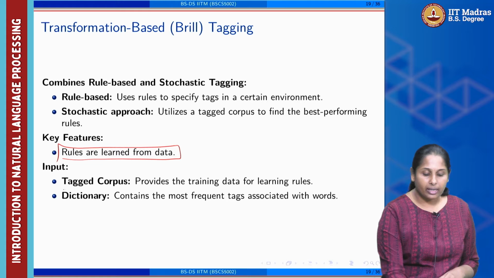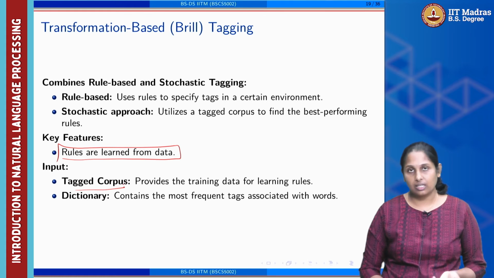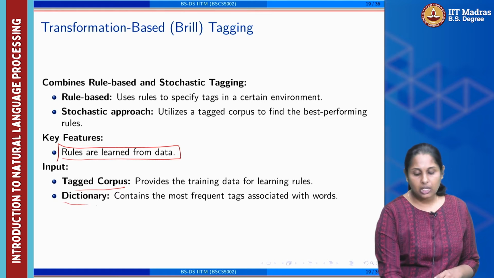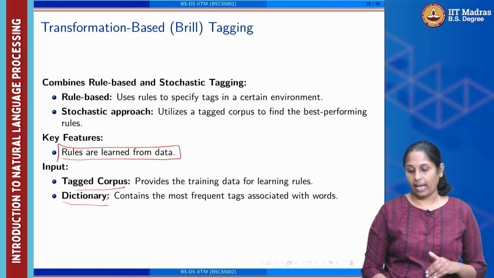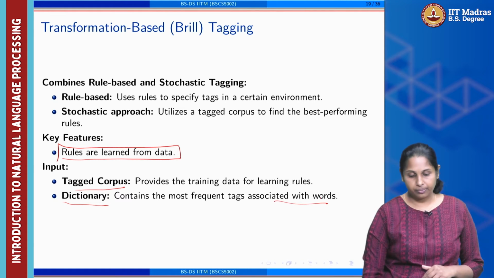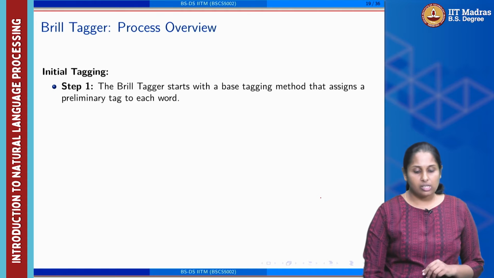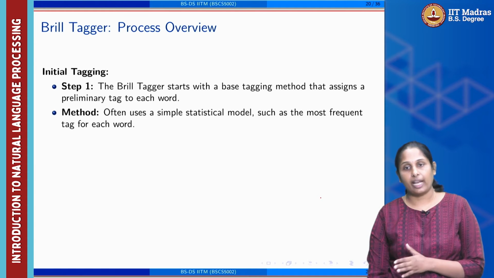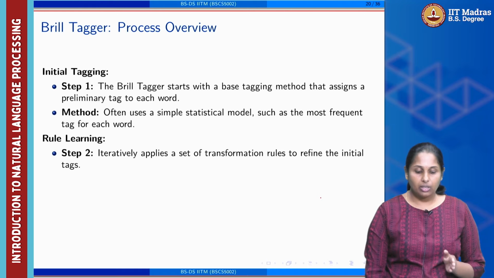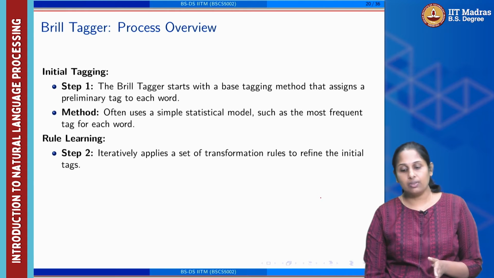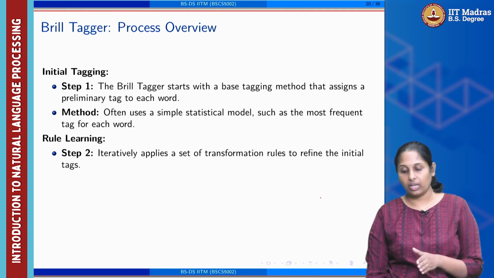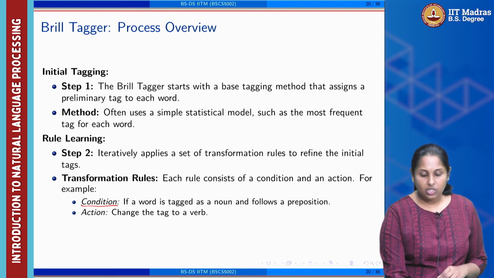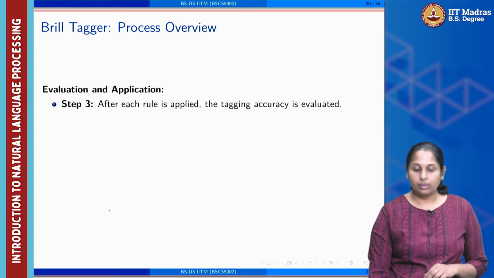So the input is a tagged corpus. It is used as a training corpus where the rules are learned initially, and a dictionary which contains the most frequent tags associated with words. Okay. So the initial step is that it starts with a method and assigns the primary tag to each word, and in step 2 it applies the transformation rules iteratively so that it refines the initial stage, and these transformation rules will have conditions, actions and so on.